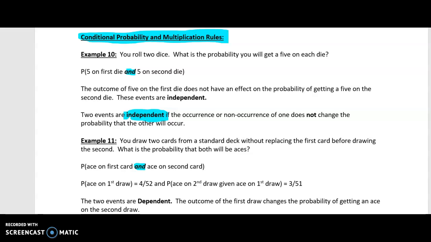The probability of an ace on the first card, well, there's 4 aces out of 52 cards in the deck. So the probability is 4 out of 52. And the probability of an ace on a second card, given that you got an ace on the first card, well, if you've already drawn that first ace, then there's only 3 left in the deck. And if you've already taken out 1 card, there's only 51 cards left in the deck. So the probability of getting an ace on that second draw will be 3 out of 51. In this case, the events are not independent, but rather they are dependent. The outcome of the first draw changes the probability of getting an ace on the second draw.